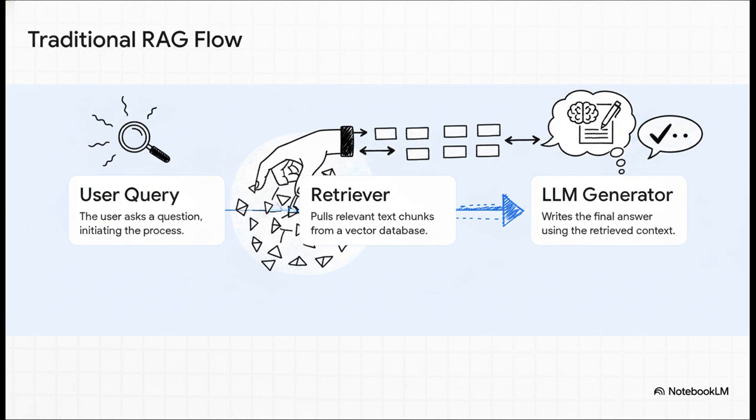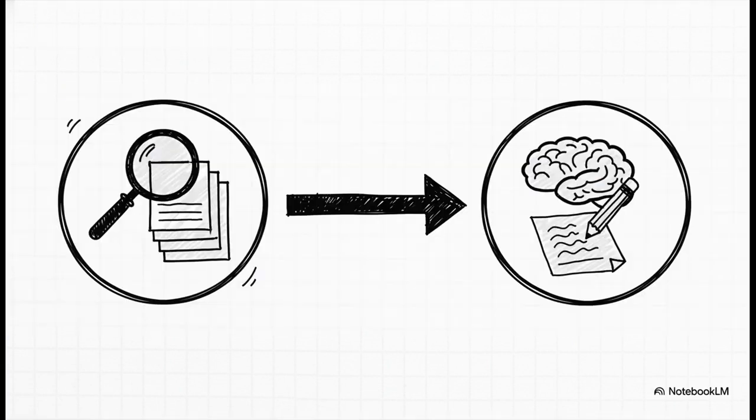First, you kick things off with a query. Second, the retriever component dives into that knowledge base, usually a vector database, and pulls out what it thinks are the most relevant pieces of text. And third, the LLM generator takes those pieces of text and uses them as context to write the final response. So yeah, it really boils down to this. Retrieve, then generate. Find the info, write the answer. That's the whole process. It's great for straightforward questions, but here's the catch. It only gets one shot at finding the right stuff.